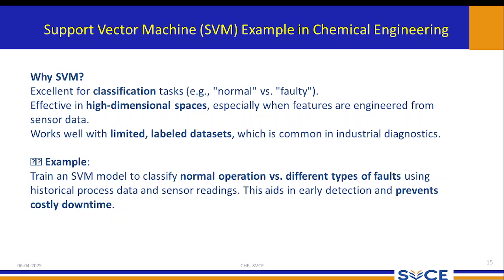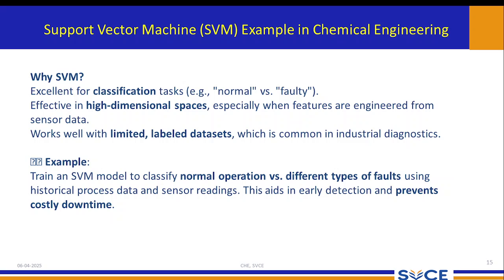An unlabeled data set means the input and output are not correlated. A labeled data set is what supervised learning works with, so input and output can be correlated. It works well with limited labeled data sets, which is common in industrial diagnostics.